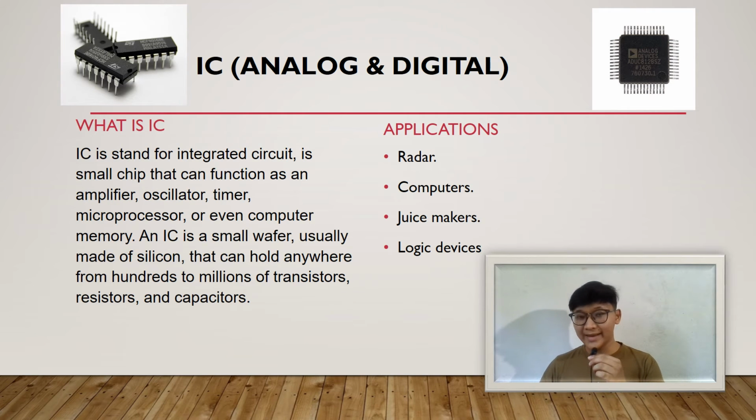Now we look at IC. What is IC? IC stands for integrated circuit, a small chip that can function as an amplifier, timer, microprocessor, or even computer memory. An IC is a small wafer usually made of silicon that can hold anywhere from hundreds to millions of transistors, resistors, and capacitors. And we also have applications which are radars, computers, juice makers, and also logic devices.